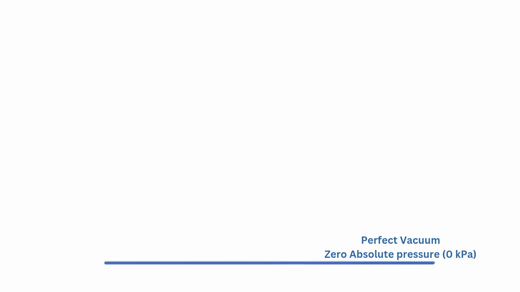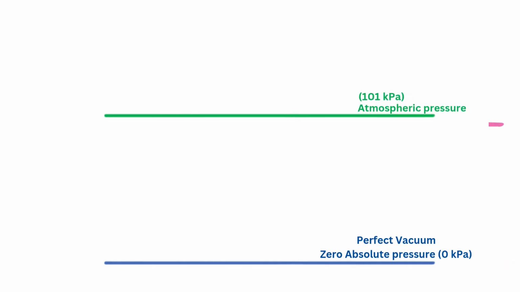Let's start from the real zero of pressure, which is a perfect vacuum. Absolute pressure is measured from here. And this is atmospheric pressure, the pressure surrounding us every day. Now, when a pressure gauge reads zero, it's not zero pressure. It's zero relative to atmospheric pressure.